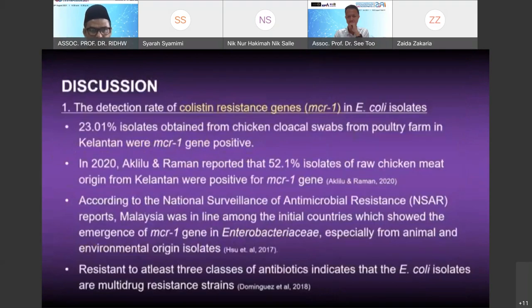Therefore, based on the findings, the detection rate of the colistin resistance gene MCR1 in E. coli isolates is 23.01%. However, in 2020, Aquilio and Roman reported that 52.1% of the isolates of raw chicken meat origin from Kelantan were positive for the MCR1 gene, which is double the percentage from our findings. According to the National Surveillance of Antimicrobial Resistance reports, Malaysia was among the initial countries which showed the emergence of the MCR1 gene in Enterobacteriaceae, especially from animal and environment origin isolates. And from the findings also, we can find out that resistance to at least three classes of antibiotics indicates that the E. coli isolates are multi-drug resistant strains.